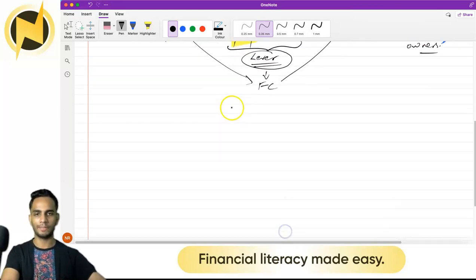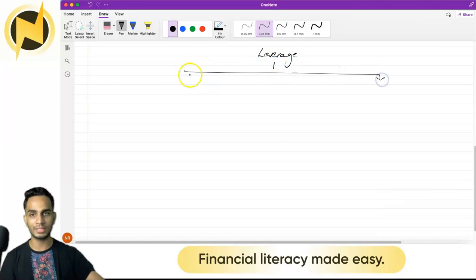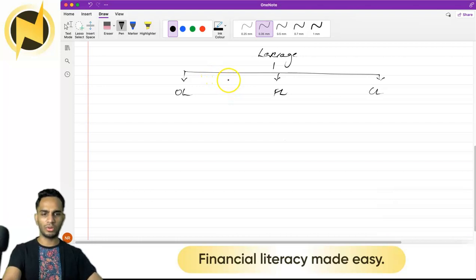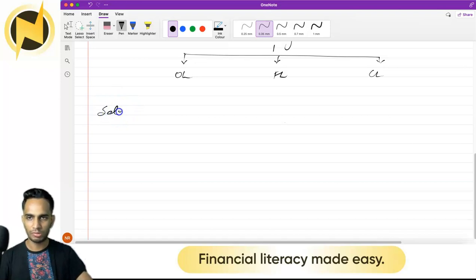It's that simple. Now, the term leverage can be split into three. First, we have operating leverage. Then we have financial leverage. And finally we have combined leverage, which is nothing but a combination of operating and financial leverage. In order to explain this more, let me give you the basic premise of profit. We know that sales less expenses or cost equals profit.